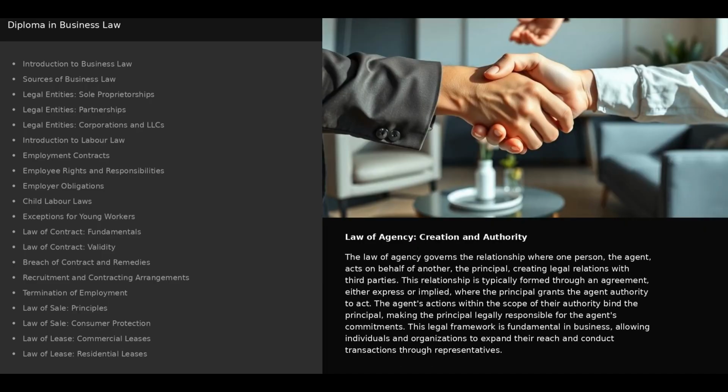Law of agency, creation and authority. The law of agency governs the relationship where one person, the agent, acts on behalf of another, the principal, creating legal relations with third parties. This relationship is typically formed through an agreement, either express or implied, where the principal grants the agent authority to act. The agent's actions within the scope of their authority bind the principal, making the principal legally responsible for the agent's commitments. This legal framework is fundamental in business, allowing individuals and organizations to expand their reach and conduct transactions through representatives.